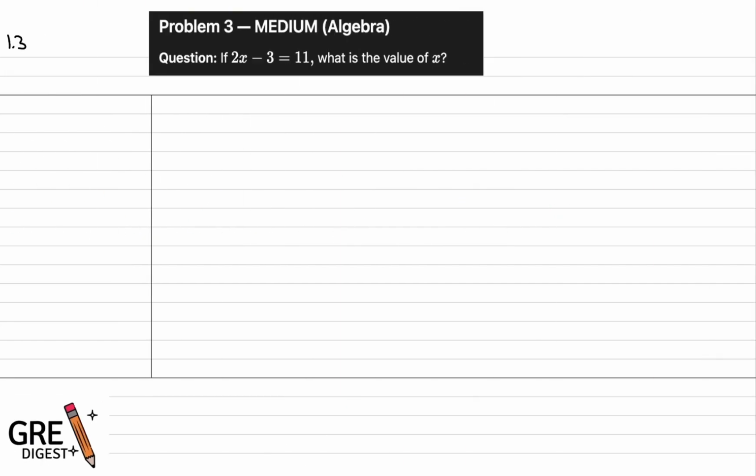Now on to a medium problem here. This is an algebra problem. So to start, I always like to rewrite the problem in my own writing. We're solving for x. So what we can do here is just rearrange the equation. So we can add 3 to both sides. That's going to give us 2x equals 14. And then divide both sides by 2. And this can give us x equals 7.